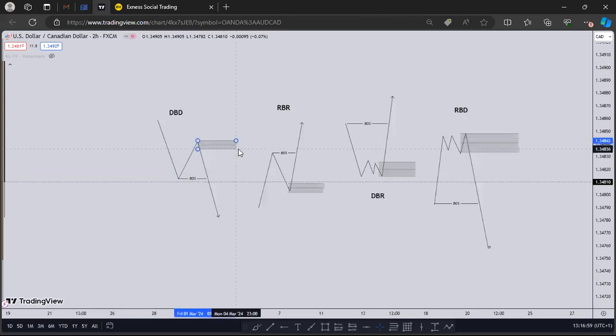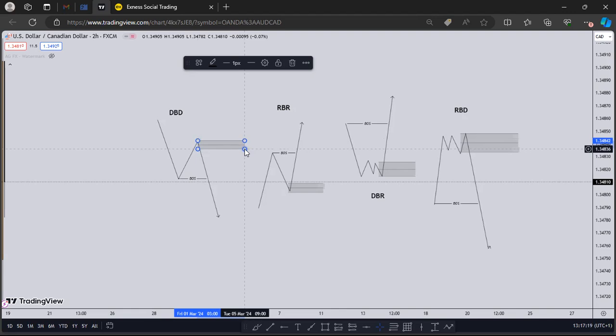This base is what you want to be taking your trade off of. So I don't know if you guys understand. This base is what you want to be taking your trade off of.